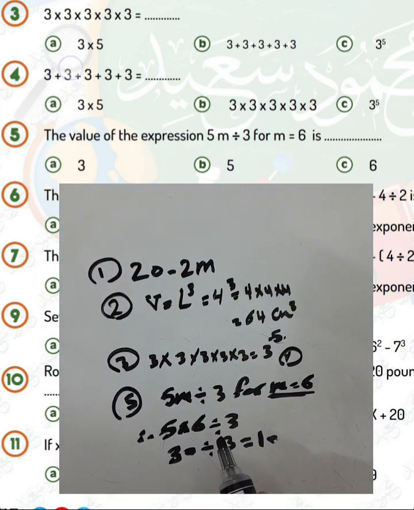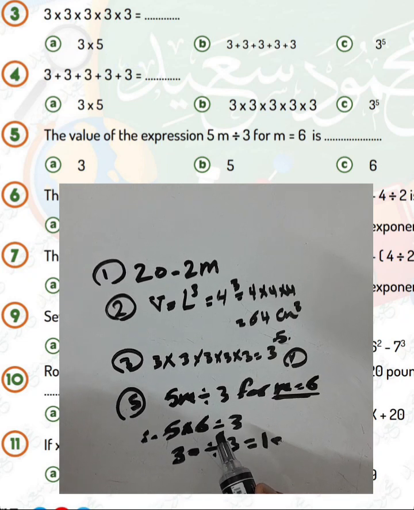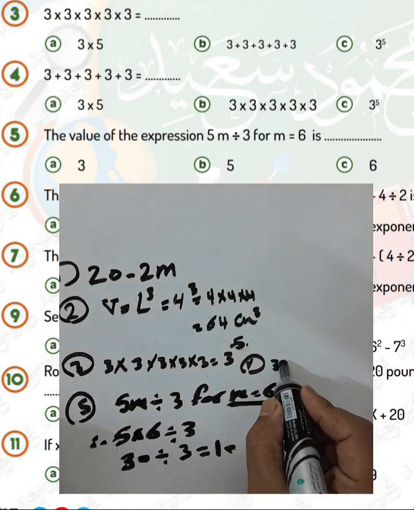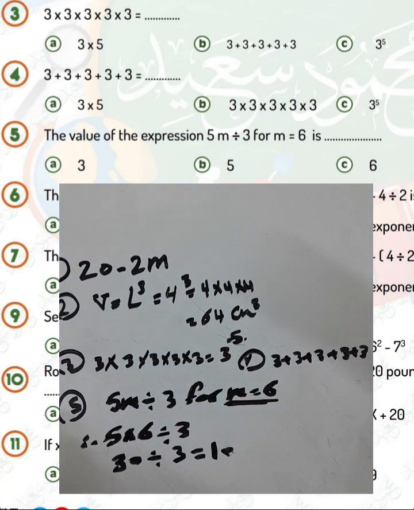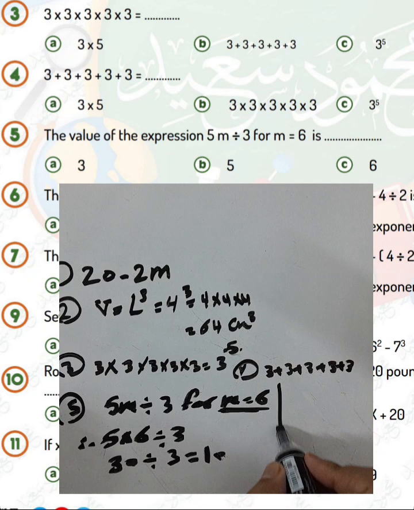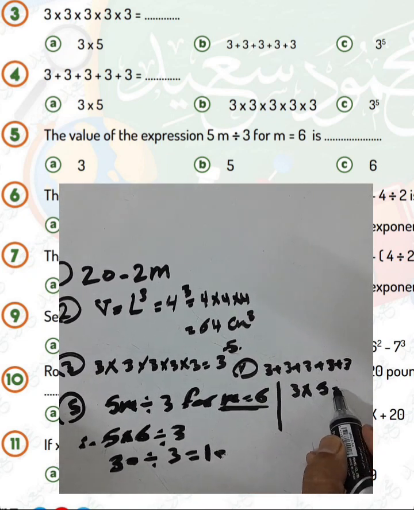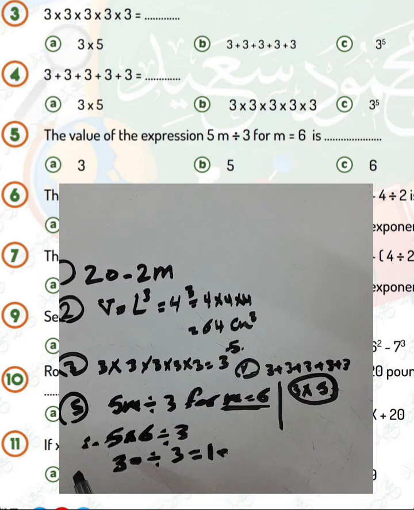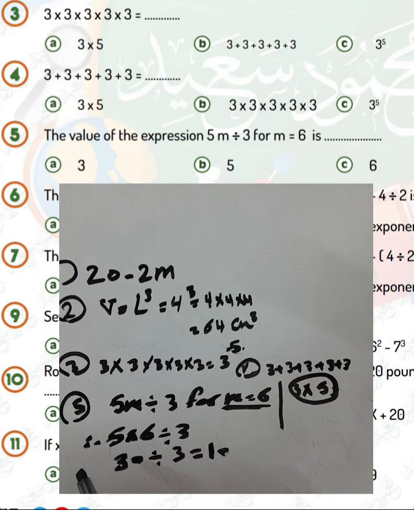3 plus 3 plus 3 plus 3 plus 3 means 3 times 5, because we use 3 here 5 times. We add 3 five times, then the result would be 3 multiplication by 5. Okay, it's the result about question number 4. 3 plus 3 plus 3 plus 3 plus 3 means 3 times 5. But question number 3, 3 times itself 5 times, it will be 3 power 5.